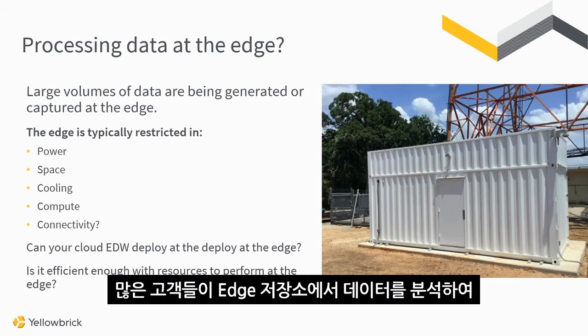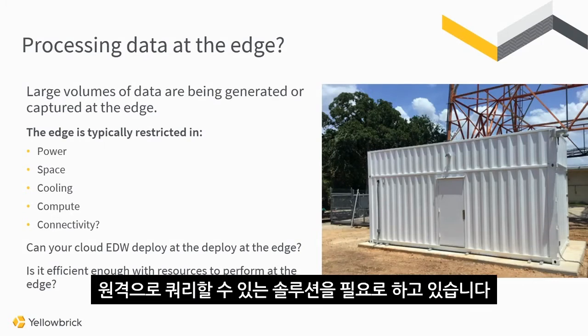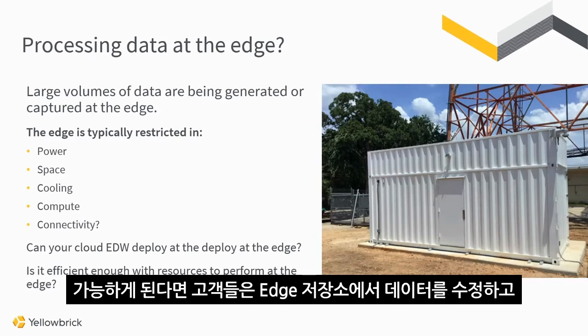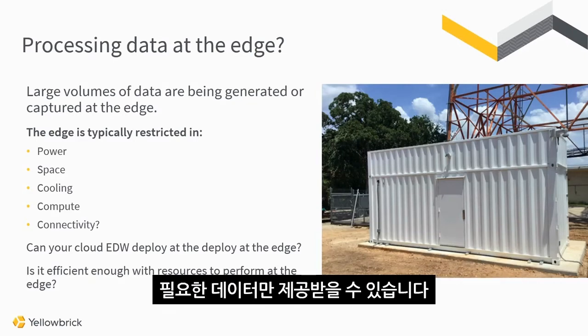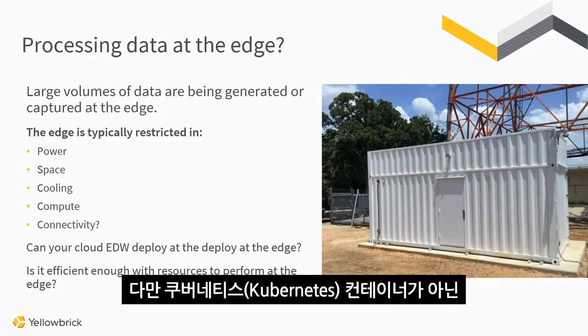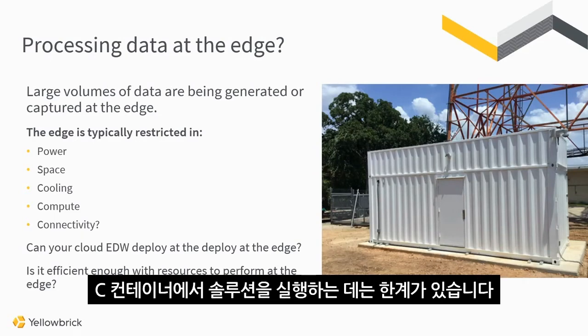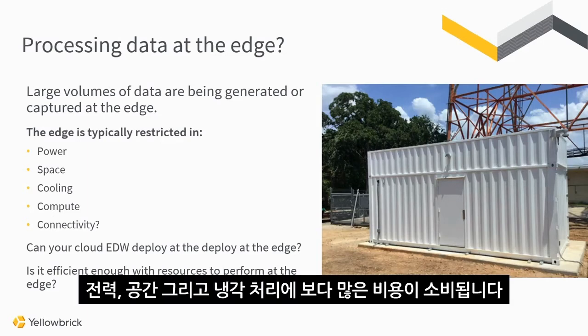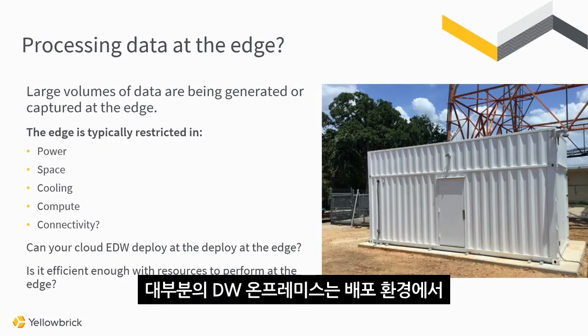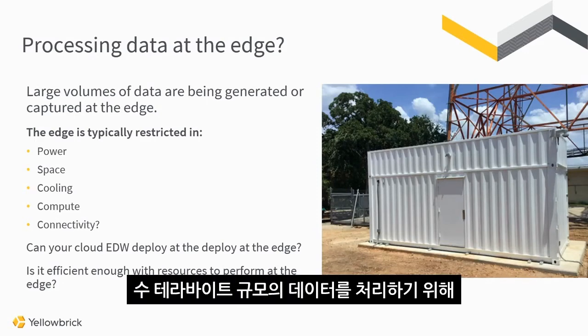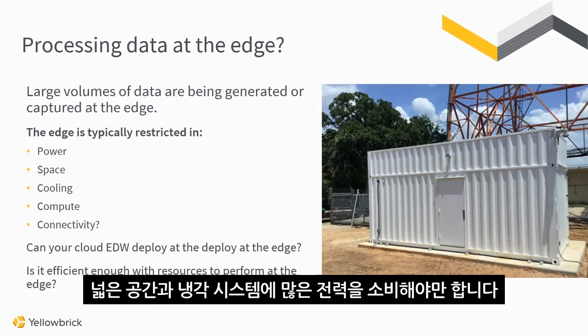We're finding that more and more customers need a solution that can analyze data at the edge, allowing them to query it remotely. This would allow them to refine the data out at the edge and only send home what's needed. But running solutions in a container, and I mean a real C container, not a Kubernetes container, has its limitations. Power, space, and cooling are at a premium. Most on-premises EDWs or traditional deployments can't handle multiple terabytes of data without taking up tons of floor space and too much power and cooling to tackle this problem.